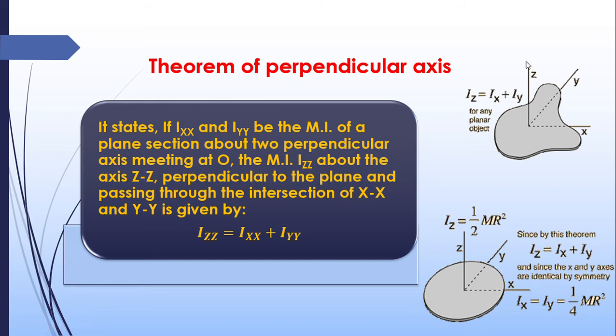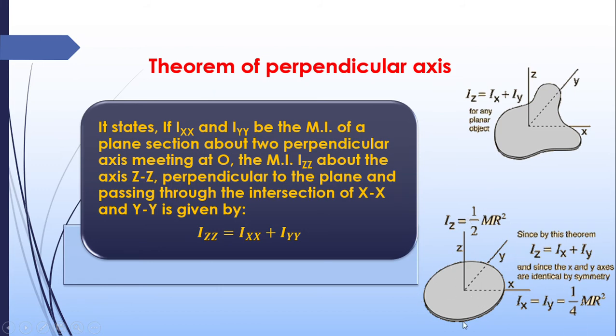In some cases you have to find the moment of inertia about all three axes, x, y and z. Now, if you have the moment of inertia about x and about y, then it is very easy to find z, because Izz will be equal to Ixx plus Iyy. So this is known as the perpendicular axis theorem. This is very simple. The same principle is applied for a circle.